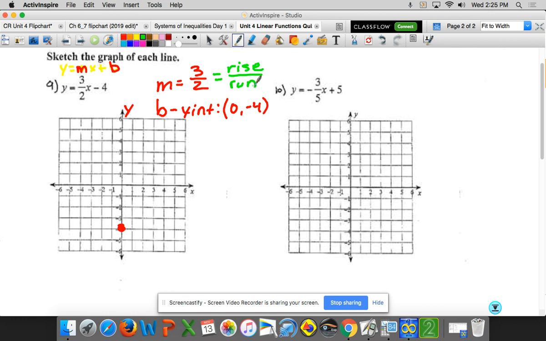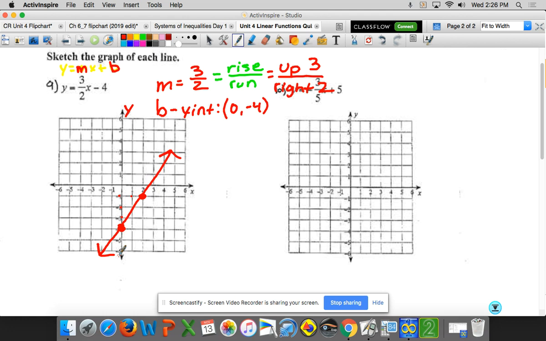So for this one, it's going to be rising 3 and running 2. So in other words, it's going to be going up 3 and right 2. So if we go up 3, 1, 2, 3, right 2, we get a point right there. And once we have 2 points, we can simply draw our line through those. And that should be our line.